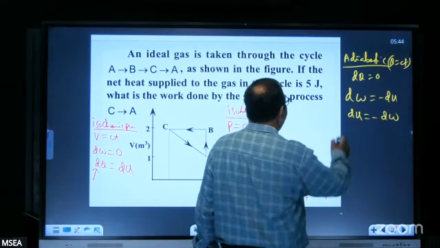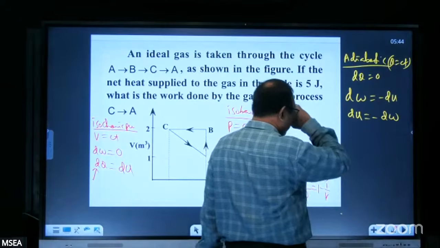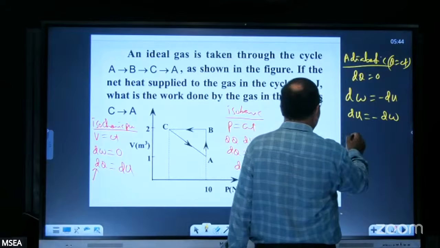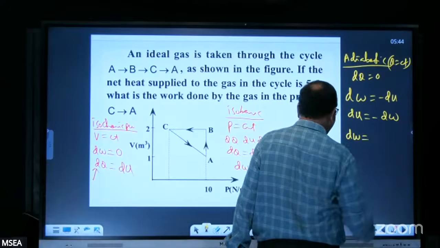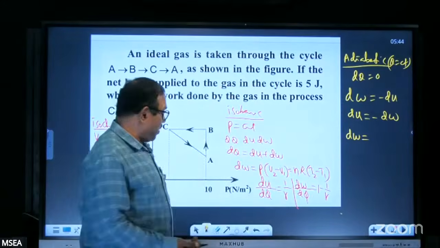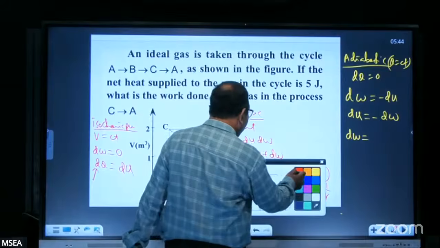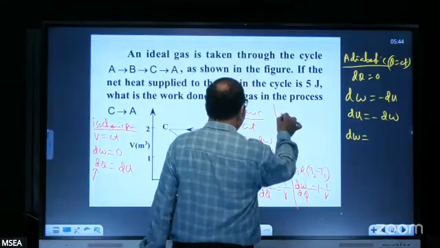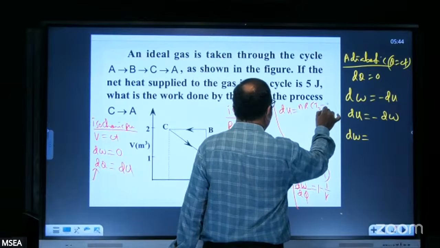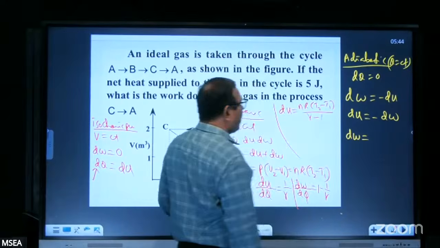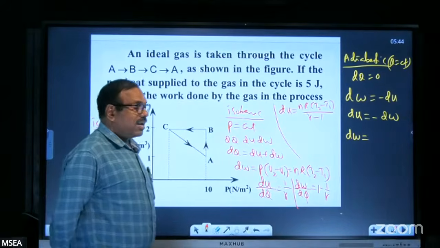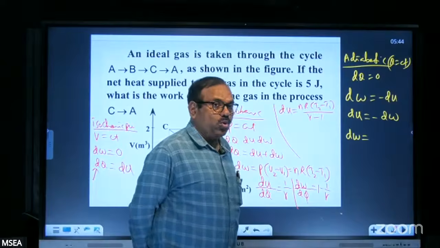Okay, next one, another adiabatic point. This is dq is equal to 0 and dw is equal to minus of du. What about the work done? We know very well the expression we wrote in the previous slide. So what about du expression? du is equal to nR into T2 minus T1 by gamma minus 1. This is what I gave for du.